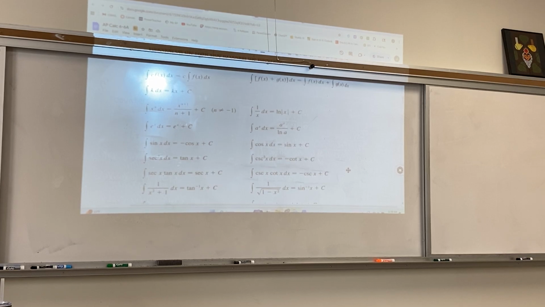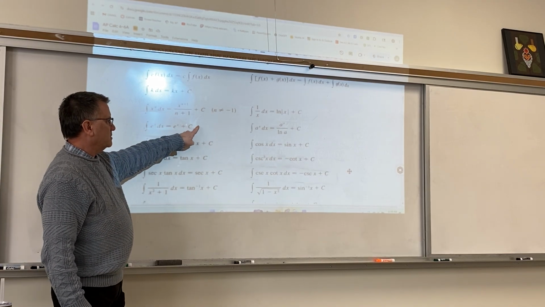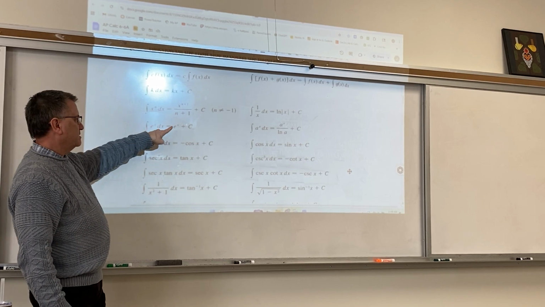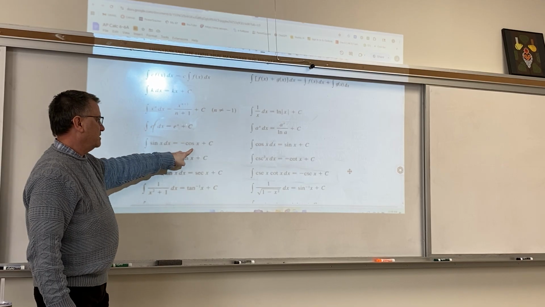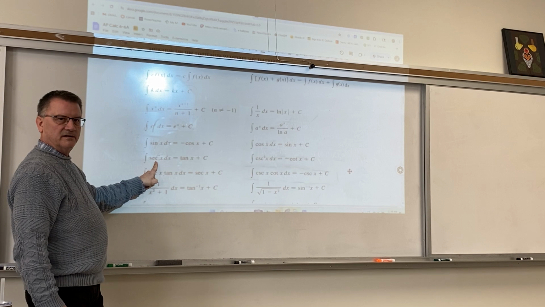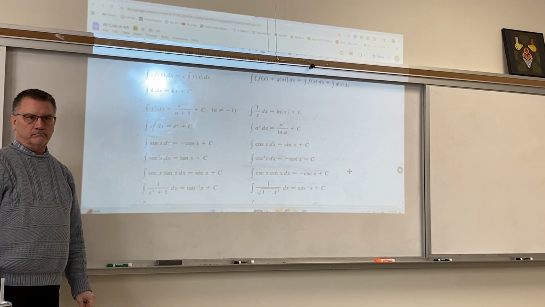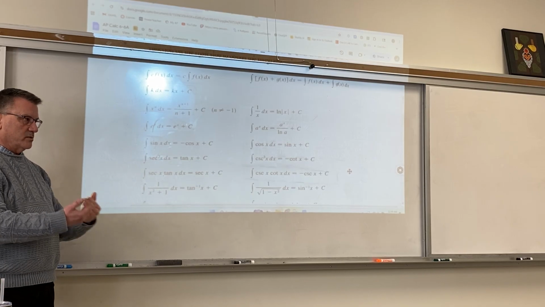But what's cool about all of these is not only can I read them from left to right, I can also read them from right to left. Because the derivative of this is that. The derivative of this is that. The derivative of this is that. So the integral of that is this. Does that make sense? So you can read them forwards and backwards.